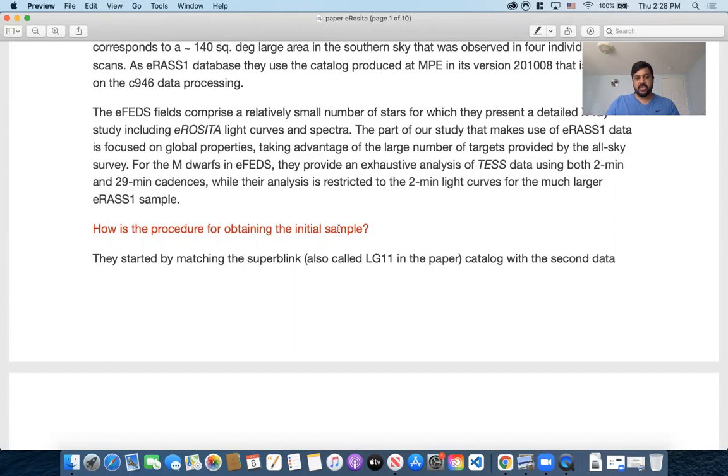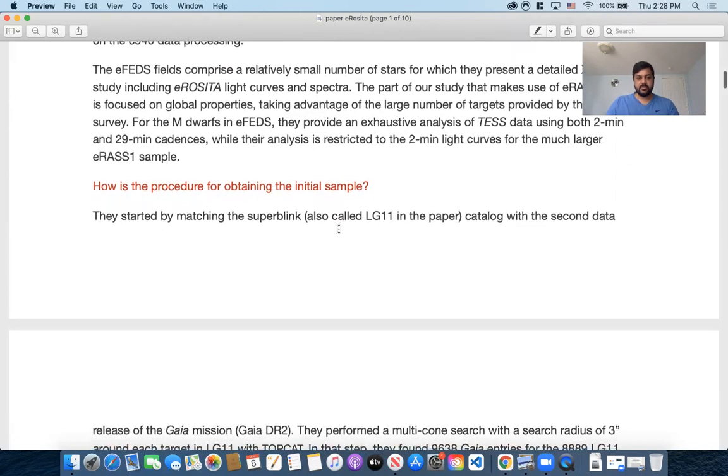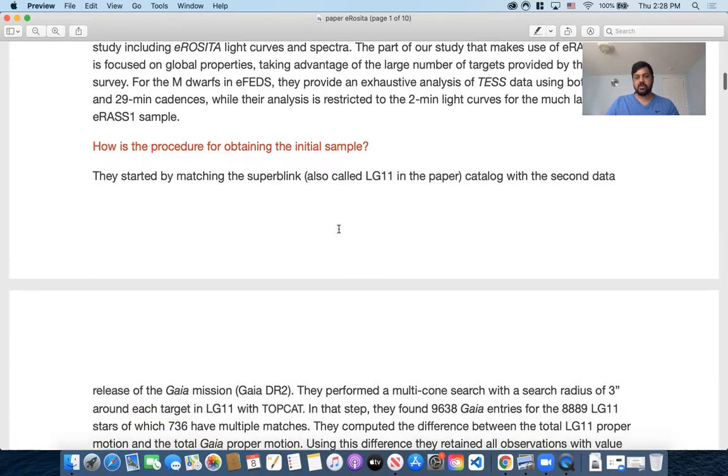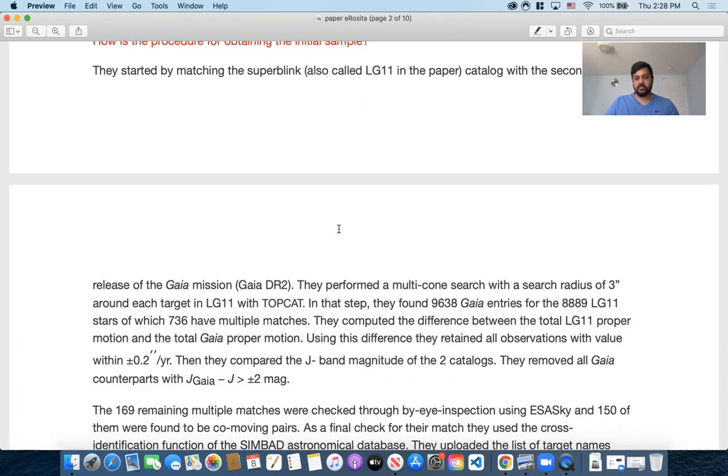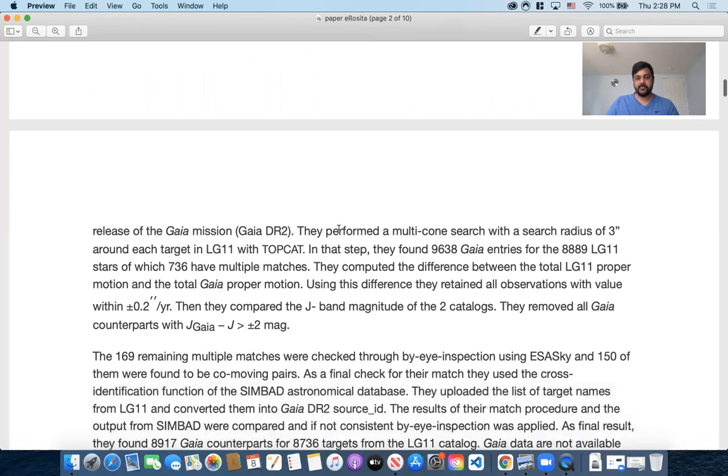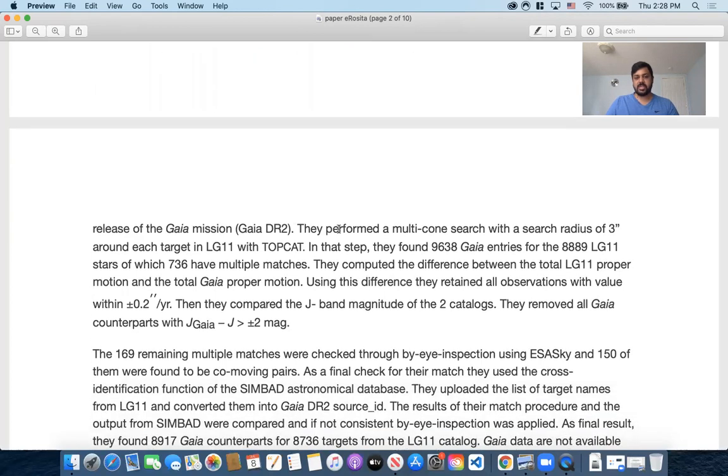How is the procedure for obtaining the initial sample? So they start by matching the SuperBlink, also known as the LG11 data catalog, with the second data release of the Gaia mission, which is the Gaia DR2. They do this by performing a multi-cone search in a search radius using TOPCAT. In this step, they found 9,638 Gaia entries for 8,889 LG11 stars with 736 multiple matches.